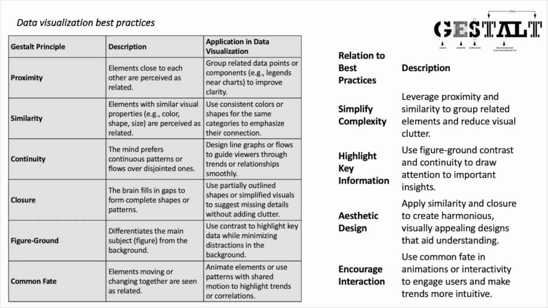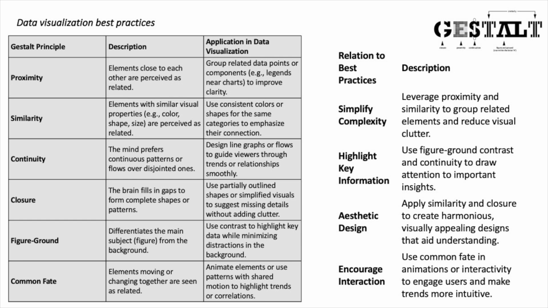Continuity. The mind follows continuous patterns or flows. Line graphs leverage this principle to guide the viewer's eye along trends or relationships. Closure. The brain fills in gaps to create complete shapes or patterns. Simplified visuals or partially outlined elements rely on this to suggest missing details without overwhelming the design. Figure-ground. Differentiating the main subject, figure, from the background enhances focus. Effective use of contrast in data visualization directs attention to key insights while avoiding distractions.